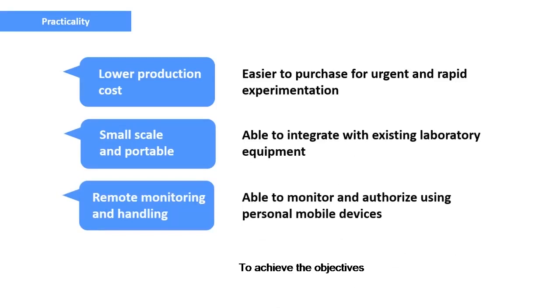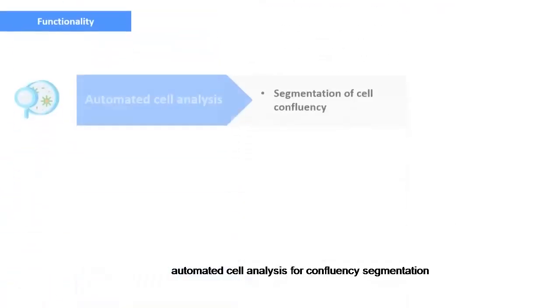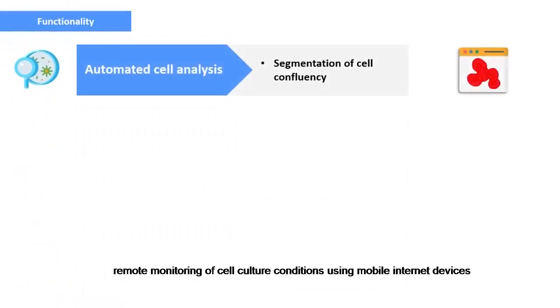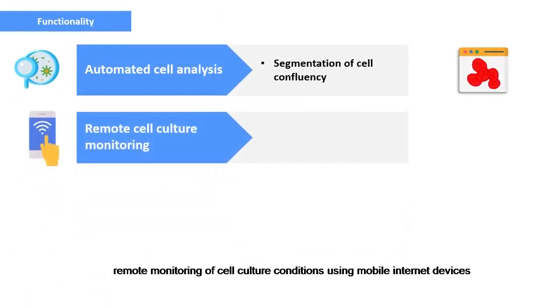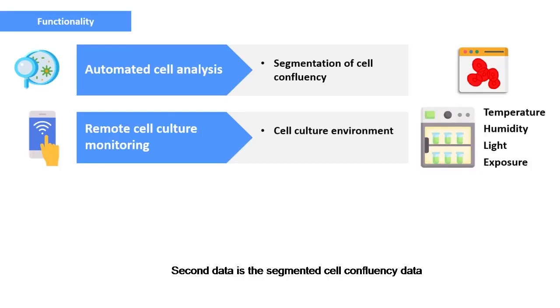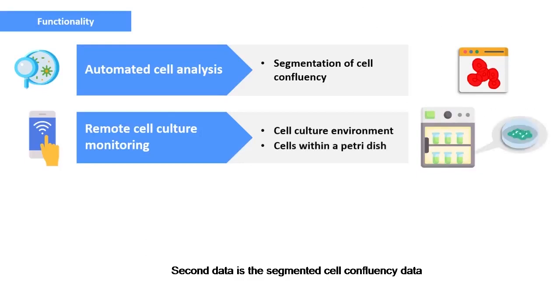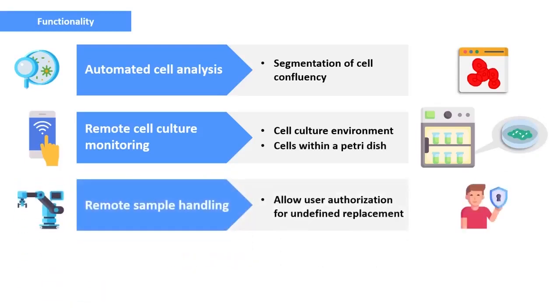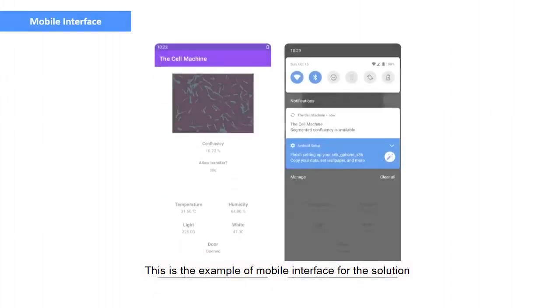To achieve the objective, the proposed system will be equipped with number 1, automated cell analysis for confluency segmentation. Number 2, remote monitoring of cell culture condition using mobile internet devices. Two types of data will be shared, which are cell culture environment, including temperature, humidity, light, and exposure. The second data is the segmented cell confluency data, including the images. Number 3, remote sample handling with user permissions. This is an example of the mobile interface for the solution.